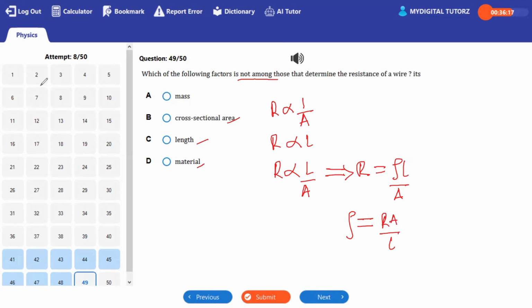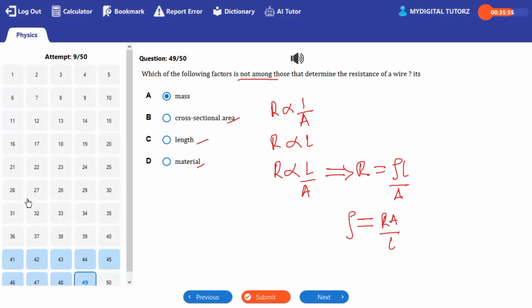So the correct option here is option A. Mass is not one of the factors that determine the resistance of a wire. I hope this is understood. Don't forget to remember this formula. We can use it for calculation to find the resistance, resistivity, cross-sectional area, as the case may be.